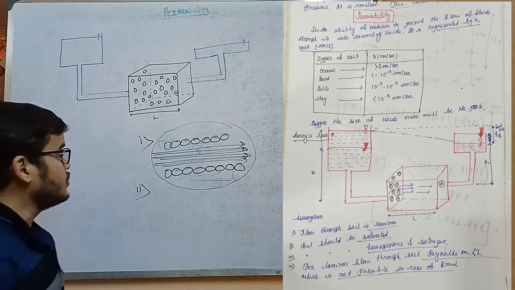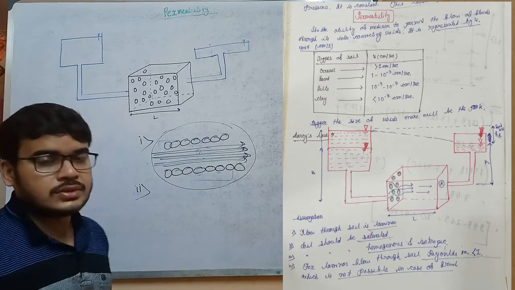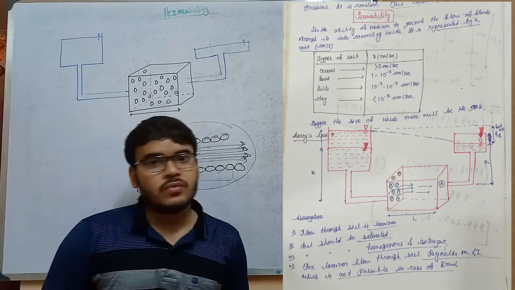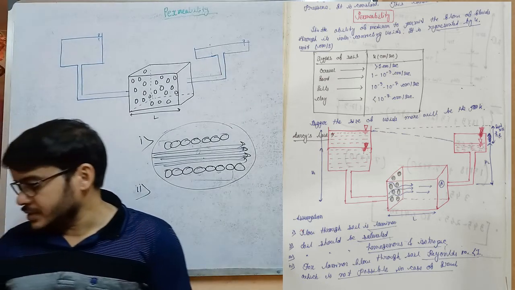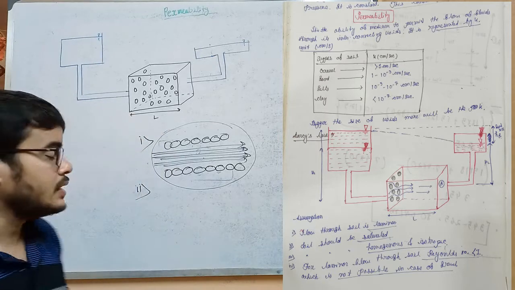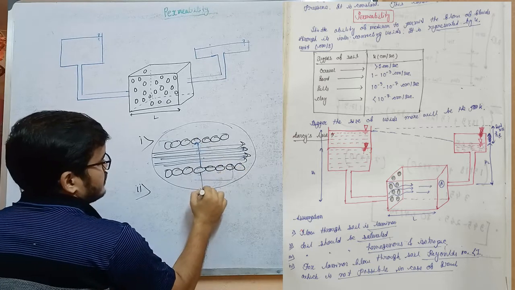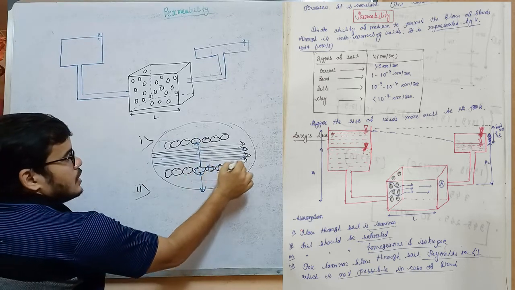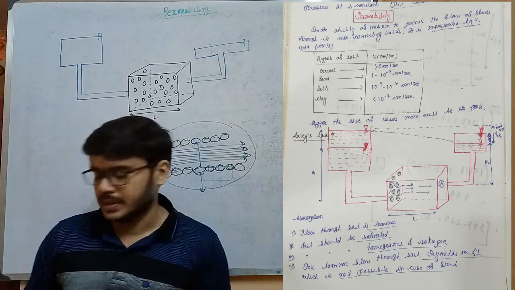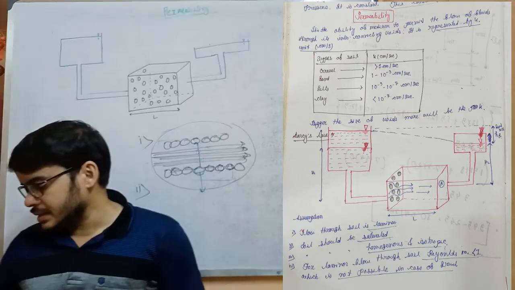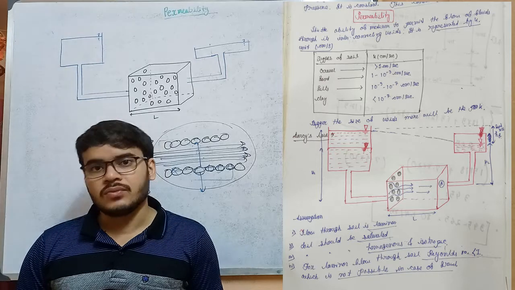Second, soil is saturated. Look into the note, soil is saturated. Soil saturated means the voids are filled with water. And third point is soil is homogeneous and isotropic. That means the property of the soil is the same in all directions. That means the size of the solids will be the same in all directions. And fourth point is that for laminar flow through soil, Reynolds number is less than 1.